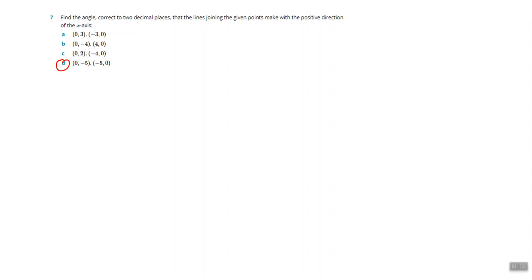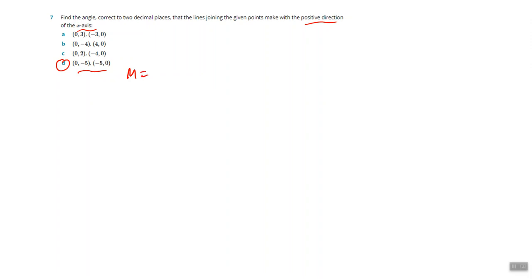This is for year 11 methods. We're going to look at exercise 2B, question 7D. So we're trying to find the angle joining these 2 points with the positive x-axis.